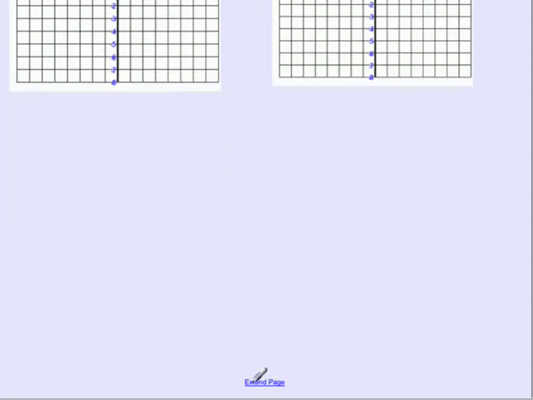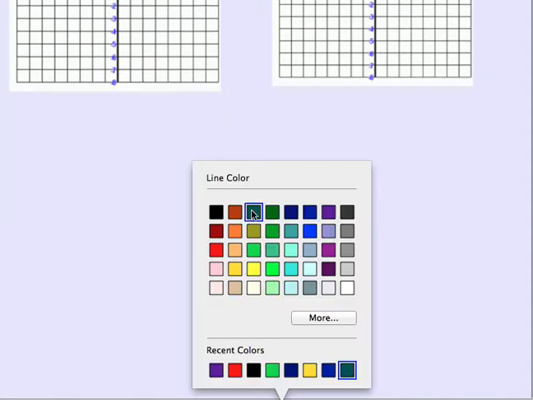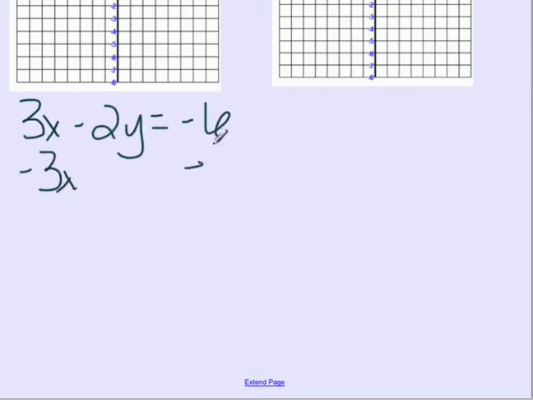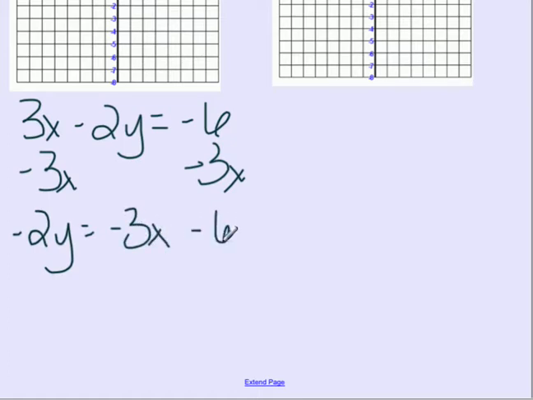So for this one, we have to actually solve it for y. So we have 3x minus 2y is equal to -6. So first thing I'm going to do is subtract 3x from both sides. That's a positive 3x, so I need to subtract 3x from both sides. So then I have -2y is equal to -3x minus 6. Last thing I need to do to solve for y is to divide both sides by -2.